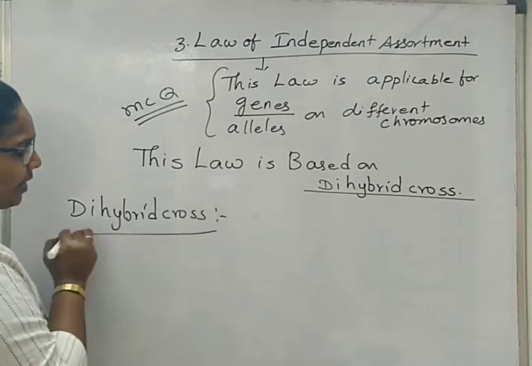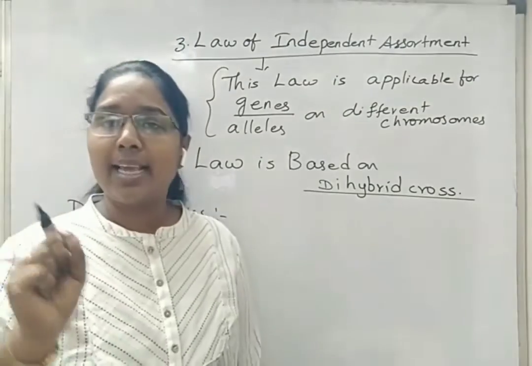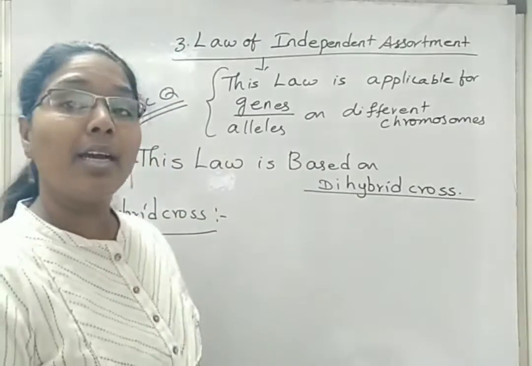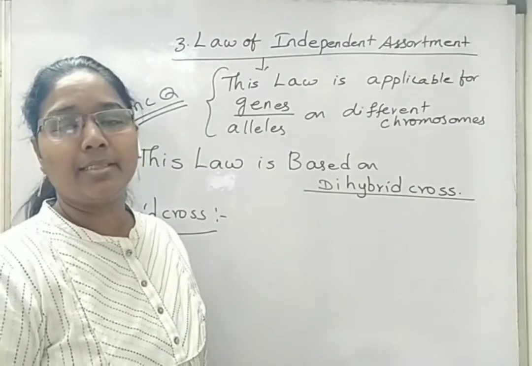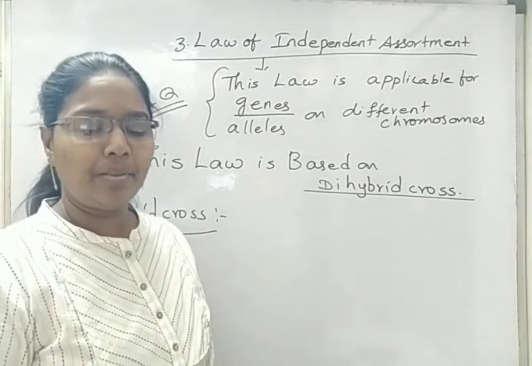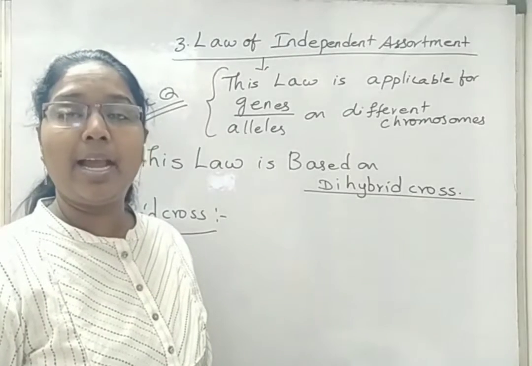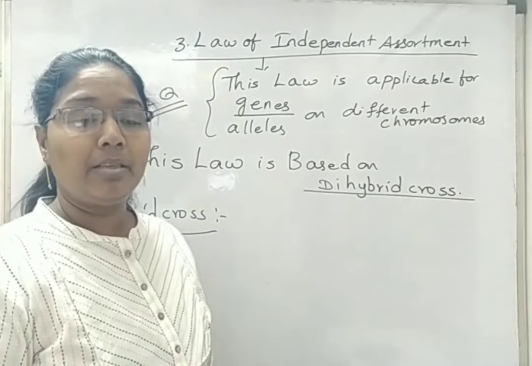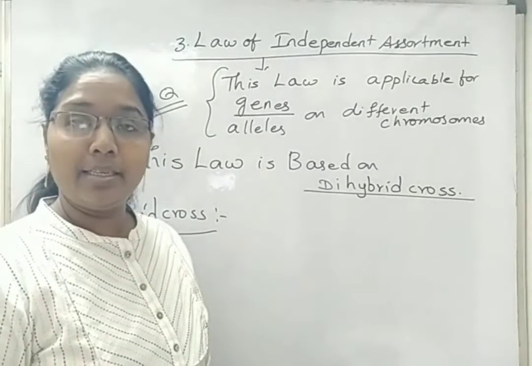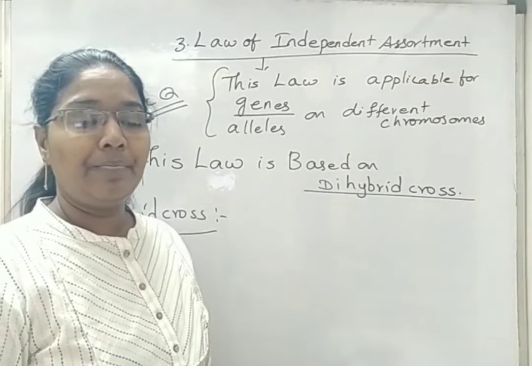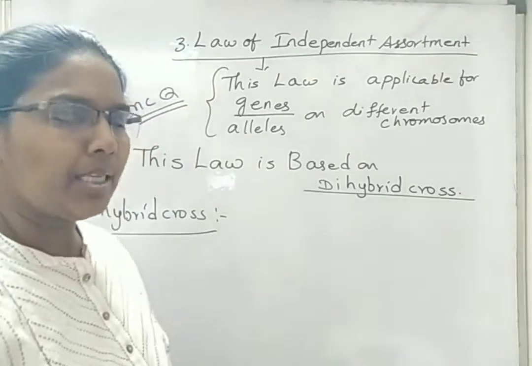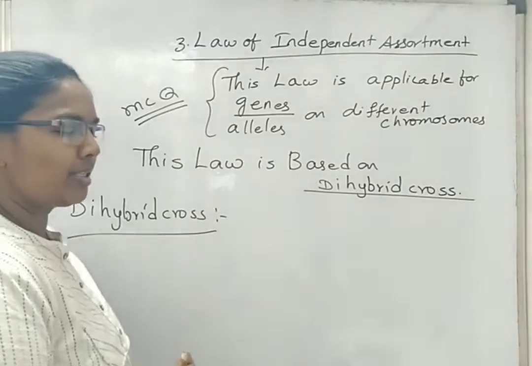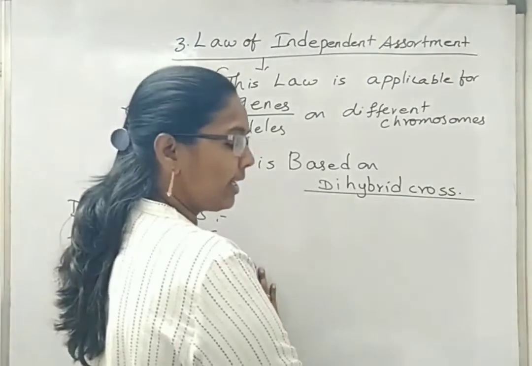See, when we are considering only one type of character, it can be any of the seven, either height or flower position, etc. But when we are talking about mixing two different characters, it can be height of the plant or color of the flower, height of the plant or shape of the seed, height of the plant or color of the seed, or height of the plant with position of the flower, etc. So we can mix any two characteristic features or phenotypes, and we can explain this law of independent assortment. So we'll see what is dihybrid cross.